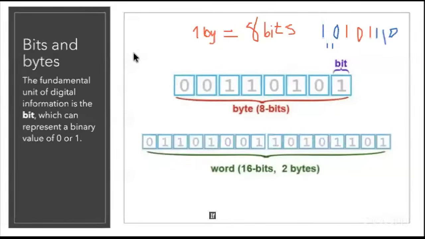If it was only 2 digits, let's say 1, 0. How many combinations are we going to get? Let's see. The first one is 1, 0. It could be 1, 1. It could be 0, 0. It could be what else? 0, 1.